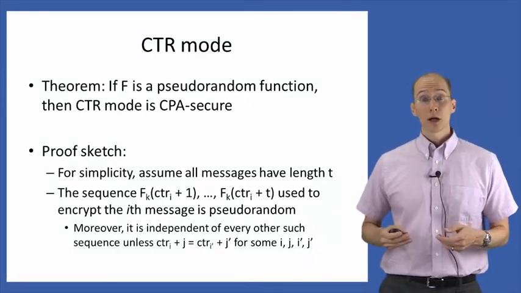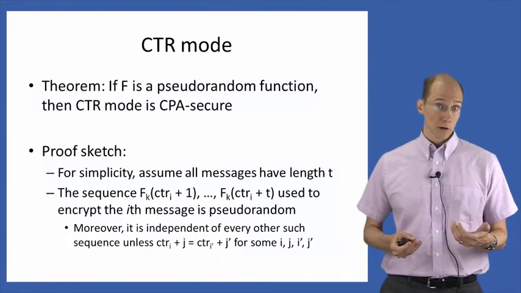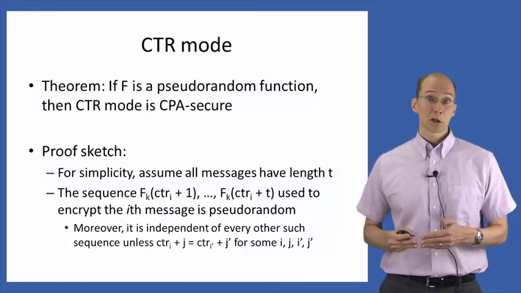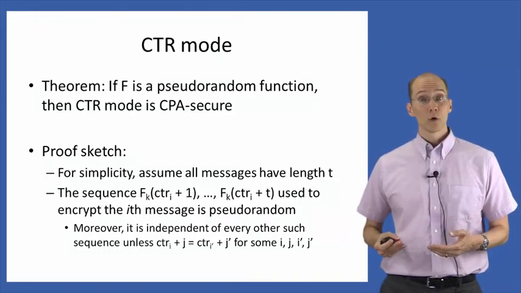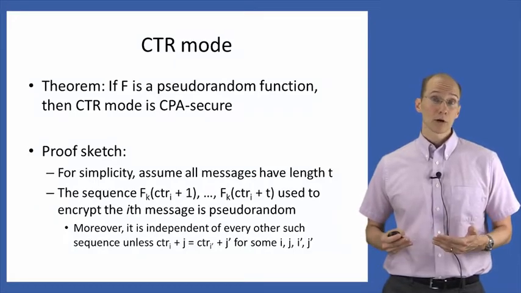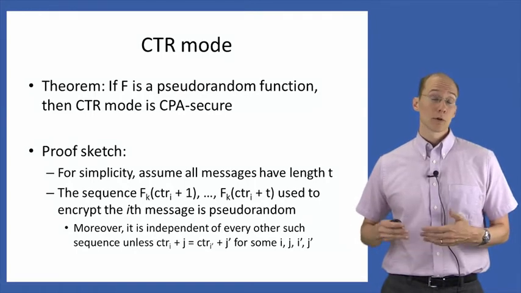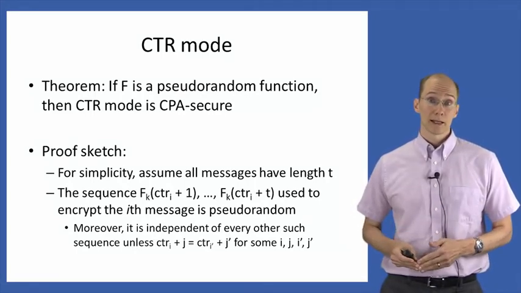That will occur if and only if counter_i plus j is equal to counter_i' plus j', where counter_i' is the counter chosen for some other message, for some values i, j, i', j'. You can do the calculation and show that that will occur only with negligible probability. And again here, it's important that our block length is n bits long, and so the probability of such a collision occurring is going to be exponentially small in n.